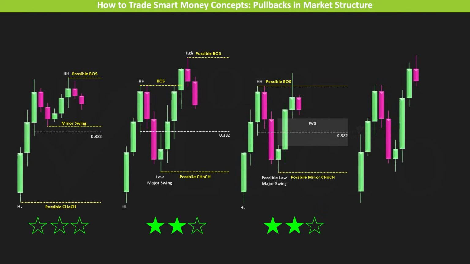In the next example, we see an imbalance and a valid retracement to 38.2% or more, but there is no confirmed break of structure. This is also treated as a 2-star pullback because one of the core conditions is missing. In the final example, all 3 conditions are present.